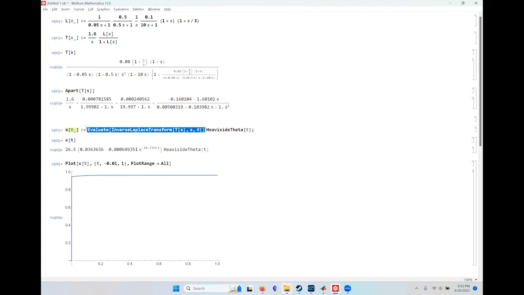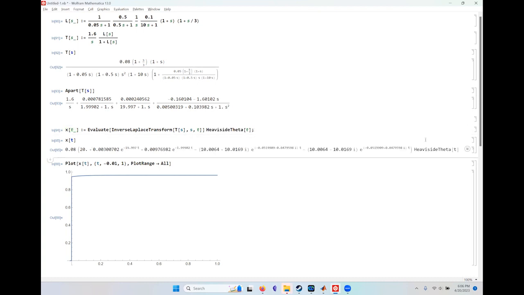I do Evaluate for mathematical reasons. I want to evaluate that expression. I don't want to go deeply into that right now. You can go deeper into Mathematica if you wish. But this is essentially the inverse Laplace transform multiplied by the Heaviside function, because Mathematica doesn't automatically add the u of t. So this is just getting the inverse Laplace transform of this. This is what it looks like.